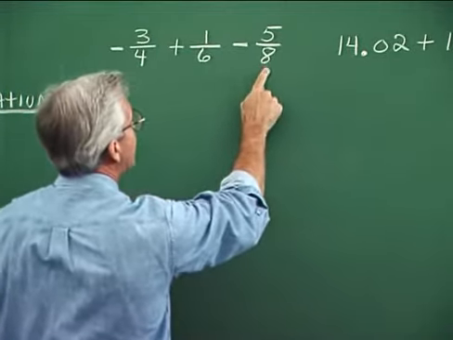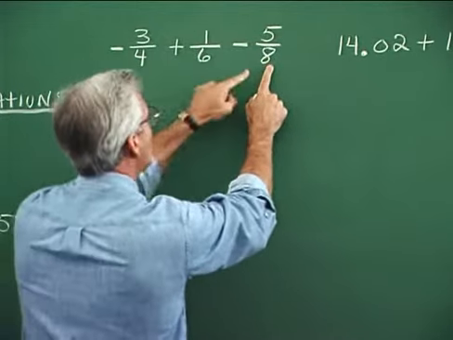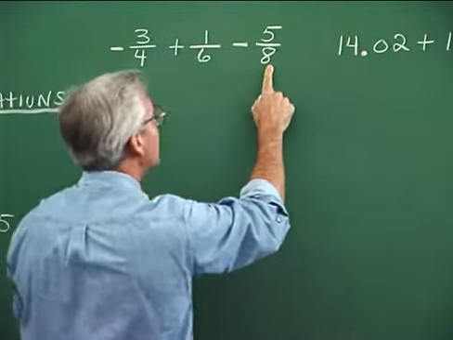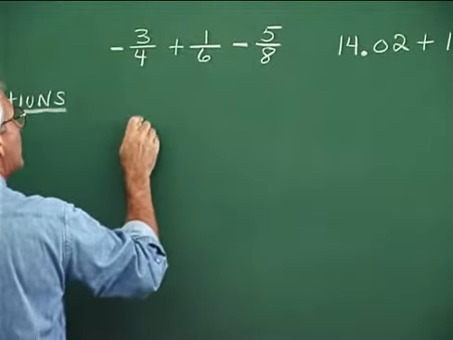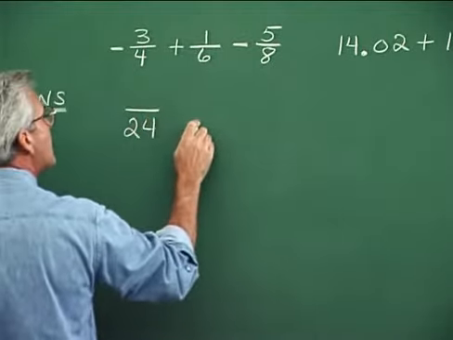All right, 8 times 3, that's 24. Does 4 go into 24? Does 6 go into 24? Oh, happy day. All 3 of them go into 24. So we have our common denominator, and away we go. So we write this.